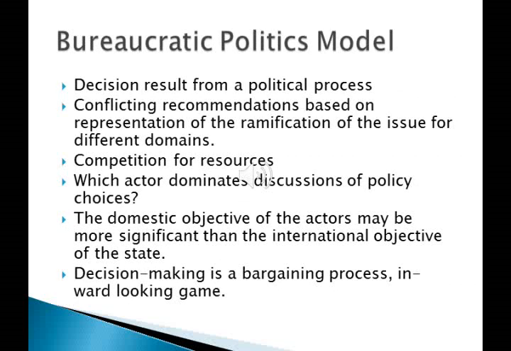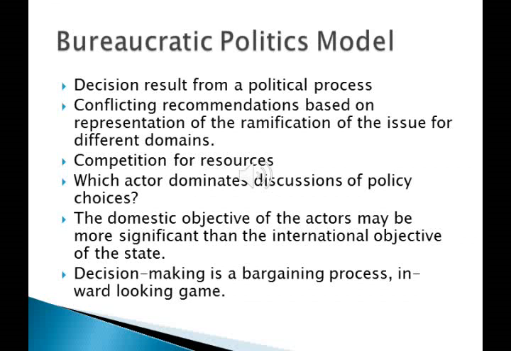Finally, we make some remarks about the bureaucratic politics model. So here, the foreign policy decision is a result of a political process. Different actors discussing, bargaining, agreeing, disagreeing, constitutional provision, leadership style. So decision is the result of a political process. Sometimes we have conflicting recommendations.